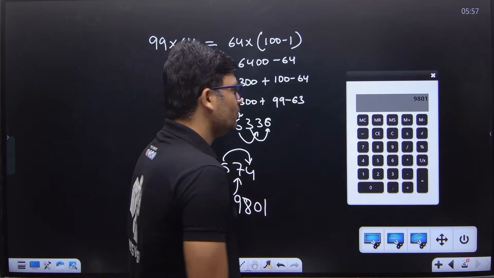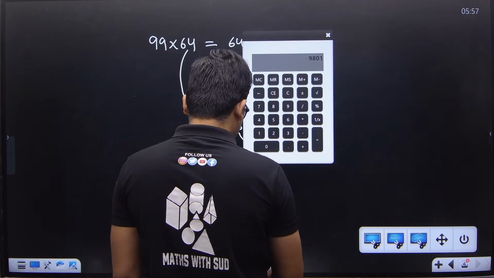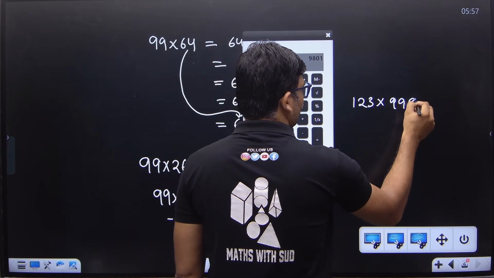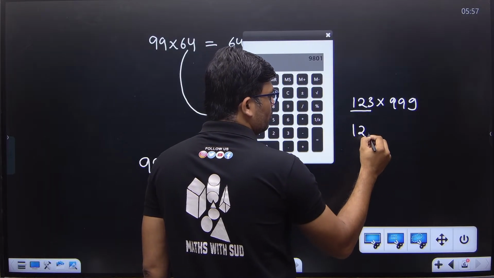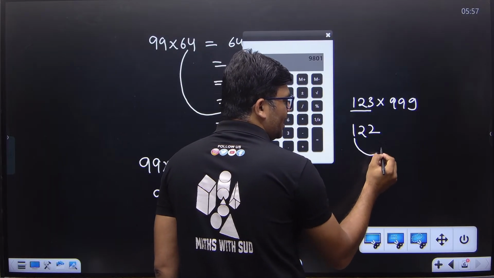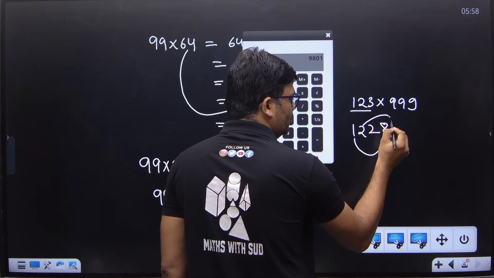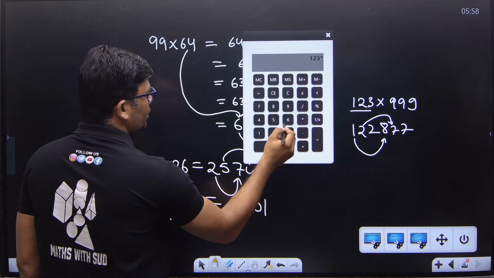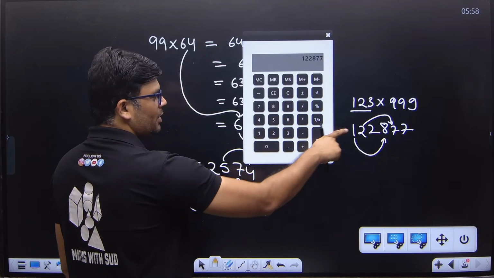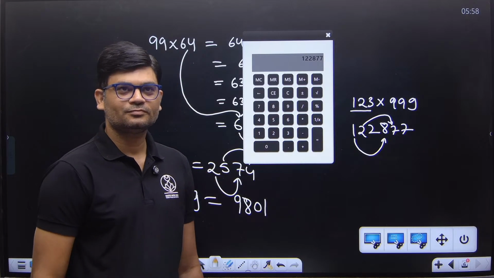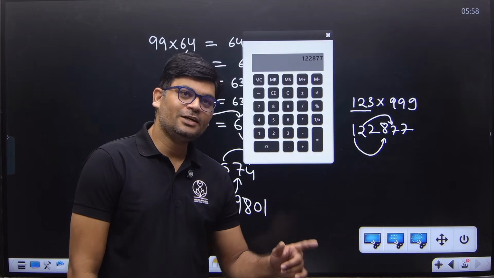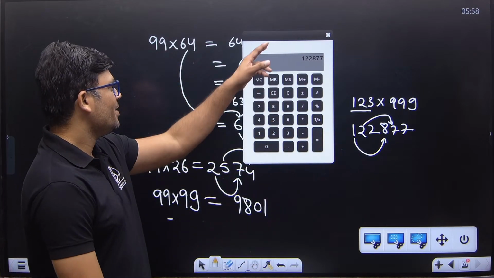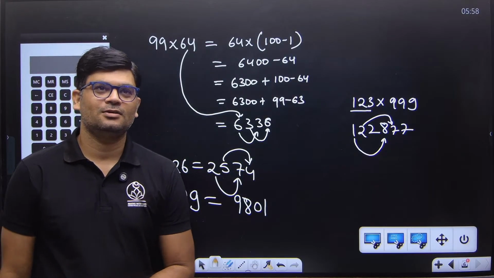In fact, not only 2 digits, for 3 digits as well. Suppose I give you 123 multiplied by 999. So you make this 122, and then tell me what should be added to 1 to make it 9? 8. 2, 7, 7. So let's check it out. 123 into 999. See, 122, 877. It works for 3 digits, 4 digits, 5 digits, any number of digits. That's the beauty of maths.